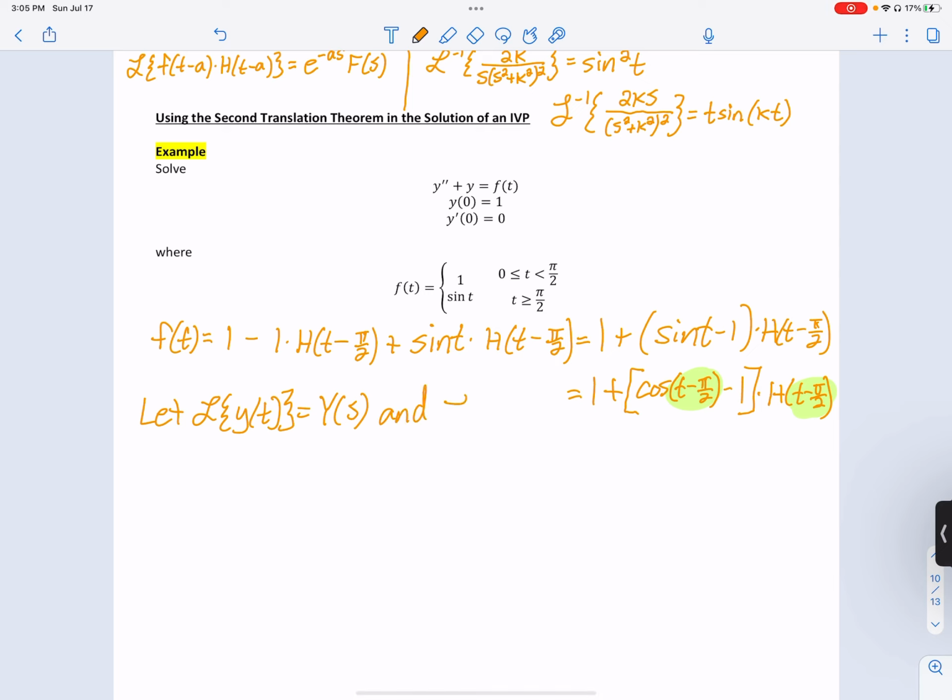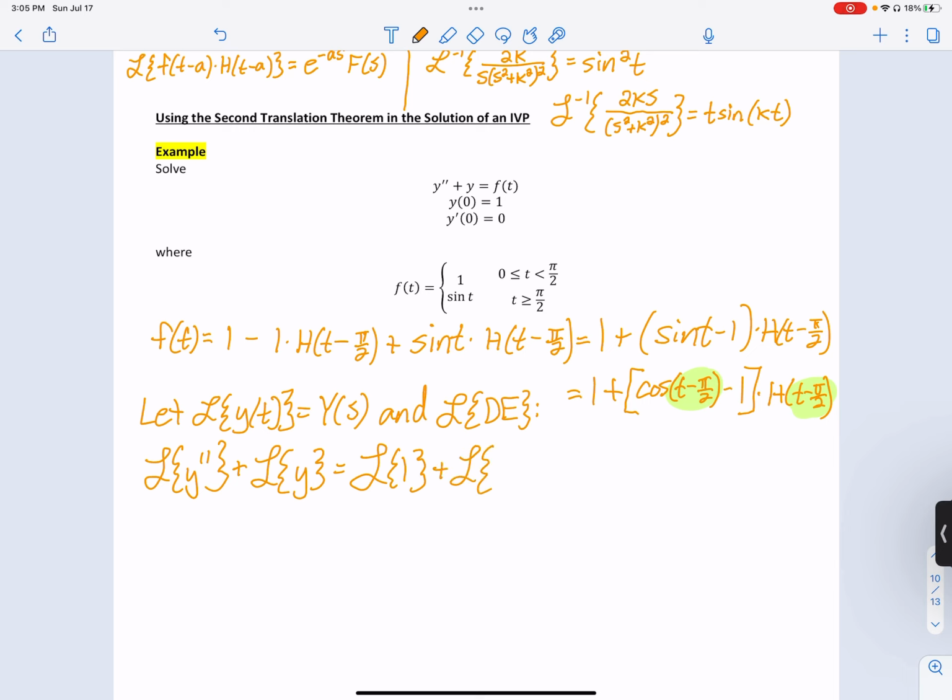And let's take our Laplace. And Laplace of dE. Okay, so we can do that now. Laplace of y double prime plus the Laplace of y equals now the Laplace of all that. So the Laplace of 1, I'm going to put that by itself. Then we have plus the Laplace of everything in there.